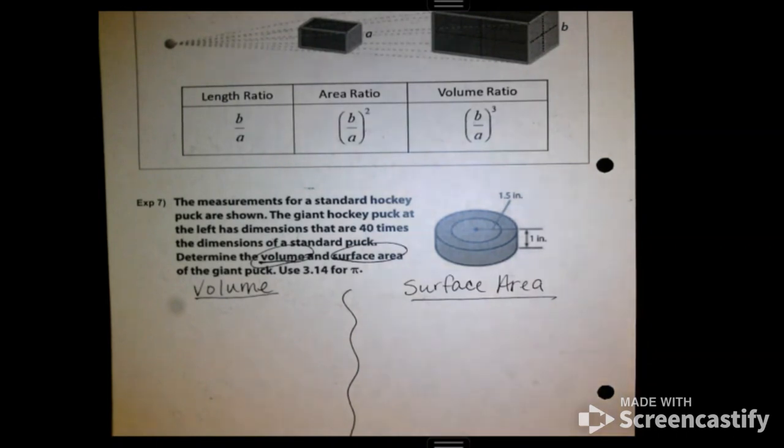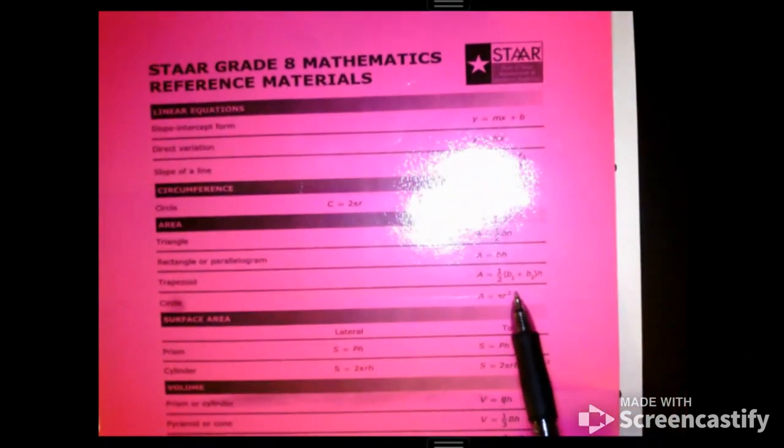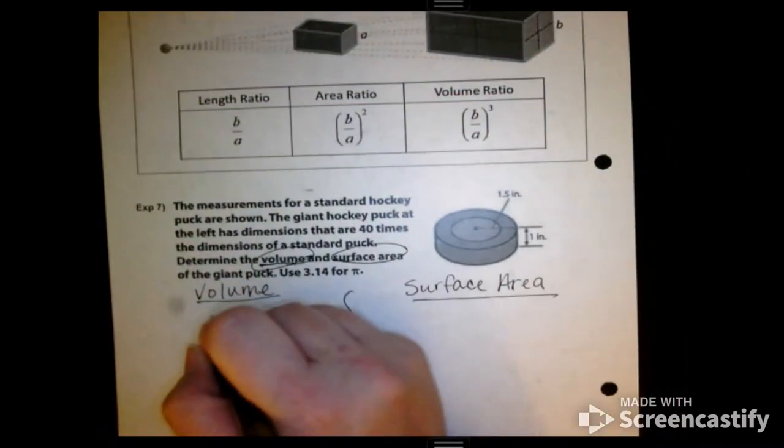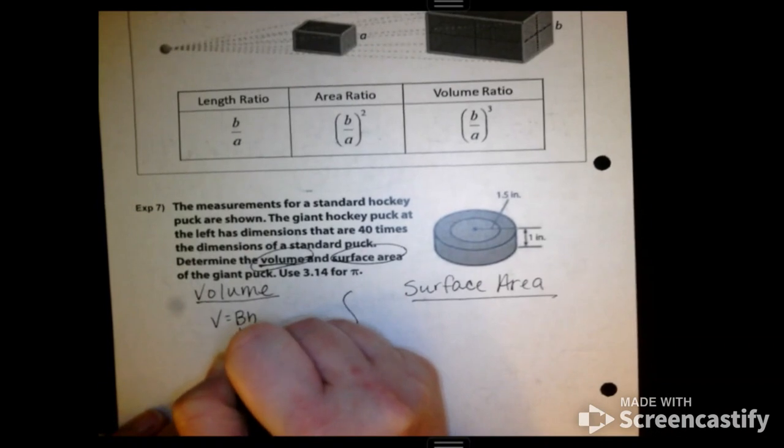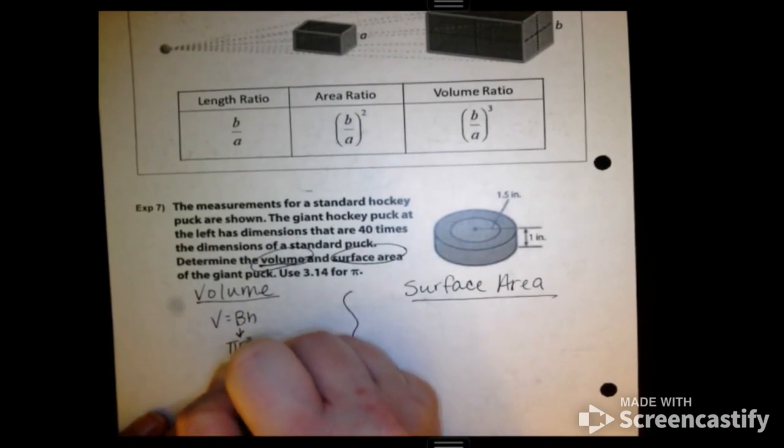All right, so volume of a cylinder. I need to know that formula, right? So let's see. Volume of a cylinder. What is my formula? BH. Okay, but what does the big B mean? Area of the base. What is my base figure of a cylinder? A circle. So it's going to be what? I have to do pi r squared times my height. So volume is BH, but that B, to find the area of a circle, I have to do pi r squared.